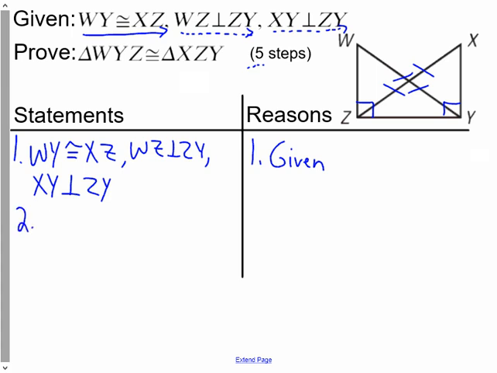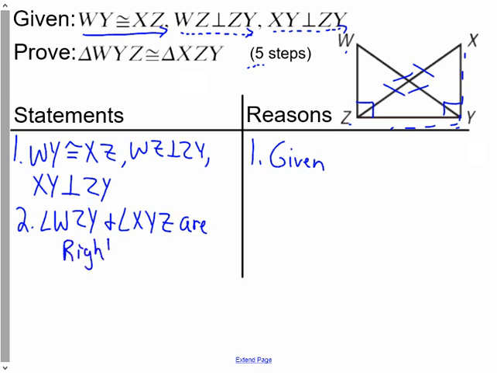So we can call this WZY is a right angle. And we have a second right angle, XYZ. So I'm going to write WZY and XYZ are right angles. Now I usually will say RT is my abbreviation for right, but I'm writing it completely out for this one. And that, by the way, was definition of perpendicular.